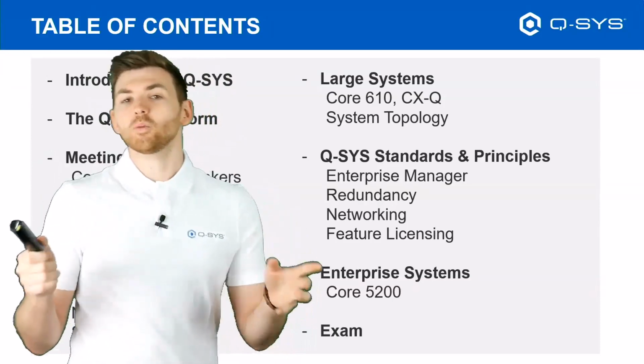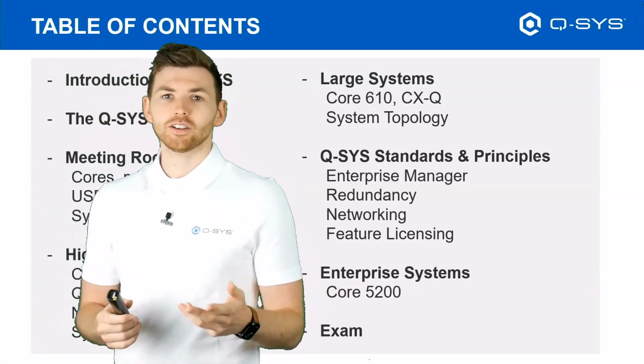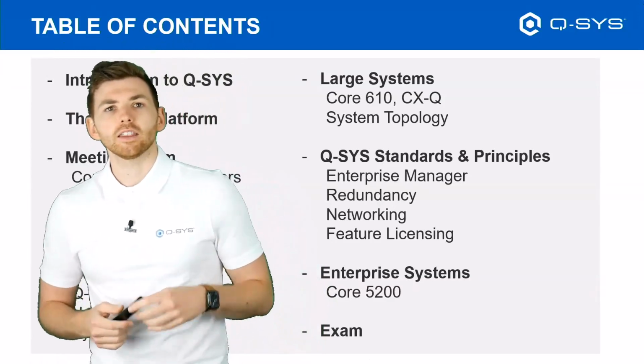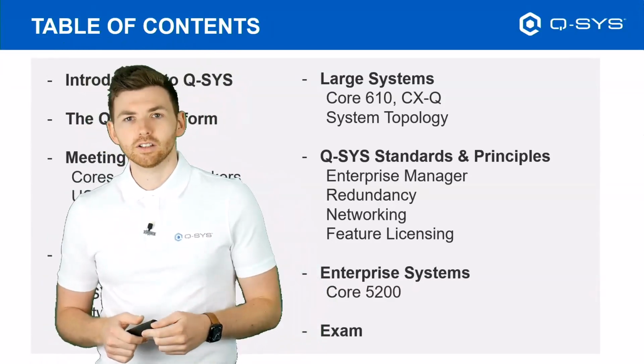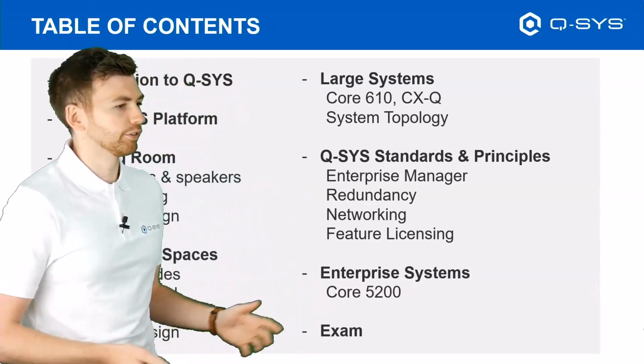Okay, so don't worry about the exam. It's very straightforward. You're going to get 10 questions. You've got to get 8 of them right. And then you're going to be Q-SYS Architect certified. You can put a little badge in your email signature, make all of your friends jealous.